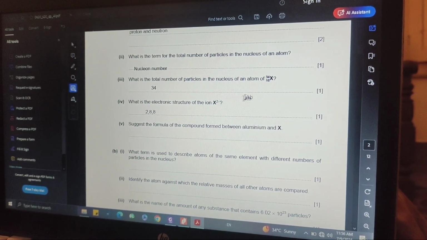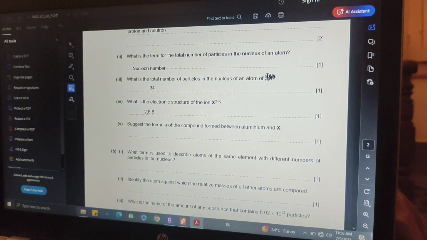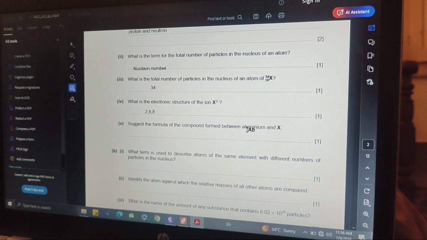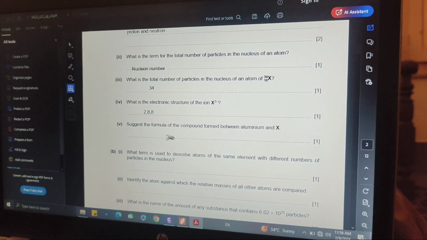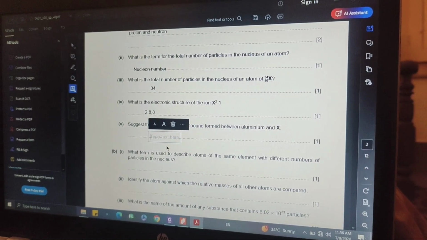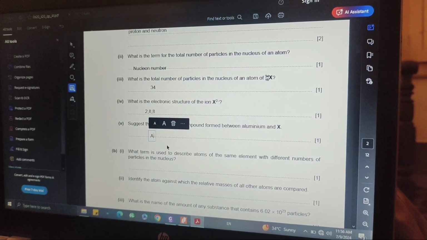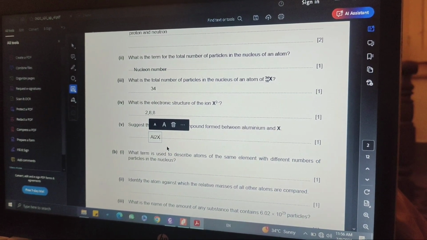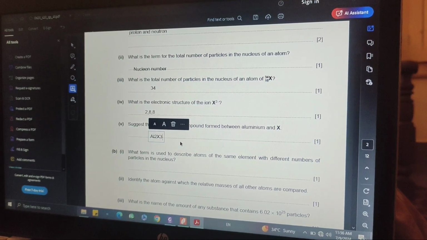Suggest the formula of the compound formed between aluminium and X. So X, as per the electronic configuration, belongs to group 6, and aluminium belongs to group 3. If we talk about the formula, it can be Al2X3.